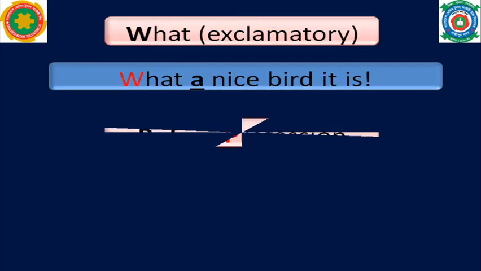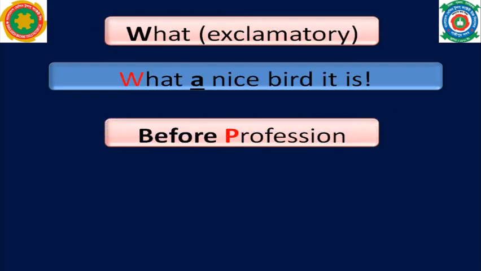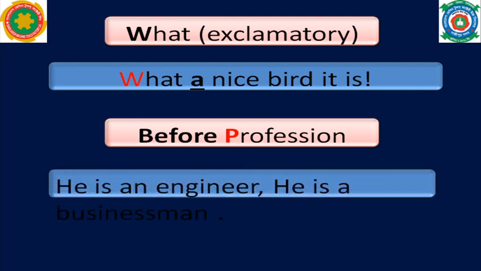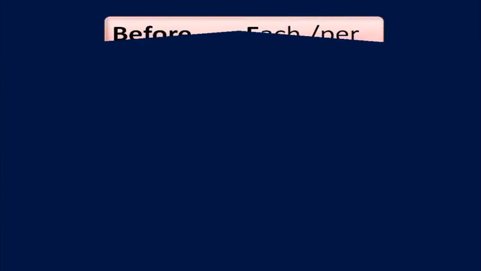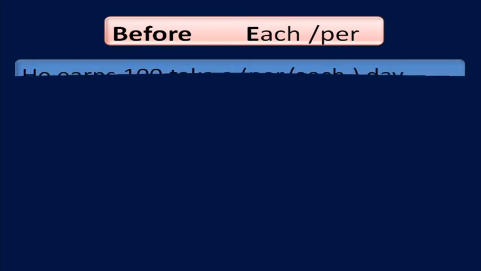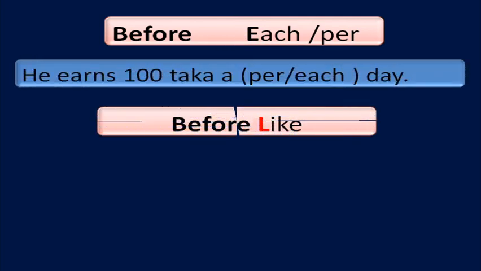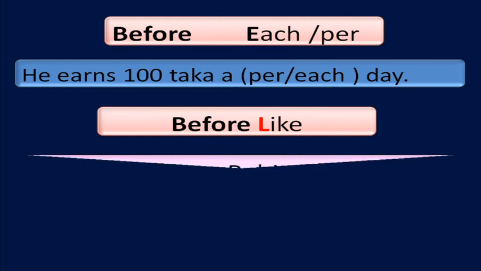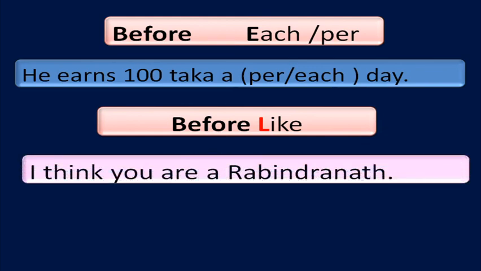Now, exclamatory. In the case of exclamatory, when you see what, after what you should use a. What a nice word it is. It's exclamatory, right? Before a profession, based on the vowel, you have to use an. He is an engineer. He is a businessman, right? Before each or per, you have to use a. He earns 100 taka a day. That means per or each day.